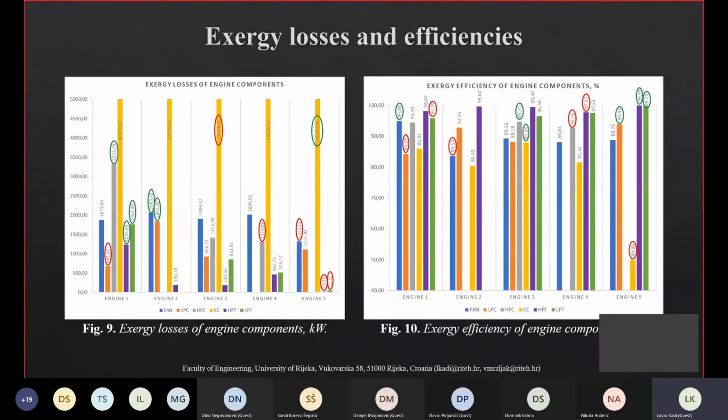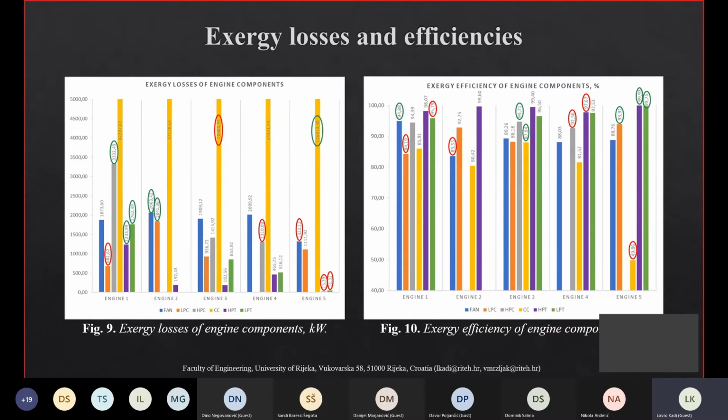Okay, now let's discuss exergy efficiencies of engine components. They are shown here on the right on figure 10. The most exergy efficient fan was found in engine 1, while the least exergy efficient fan was found in engine 2. You can see the values here on the figure. The most exergy efficient low pressure compressor was found in engine 5, while the least exergy efficient low pressure compressor was found in engine 1. The most exergy efficient high pressure compressor was in engine 3, while the least exergy efficient low pressure compressor was found in engine 4.